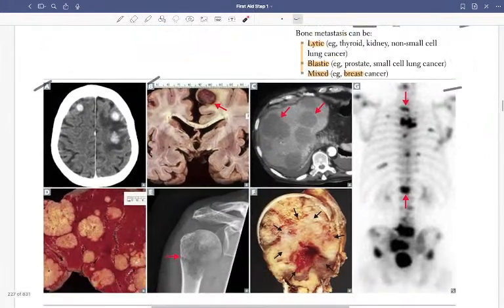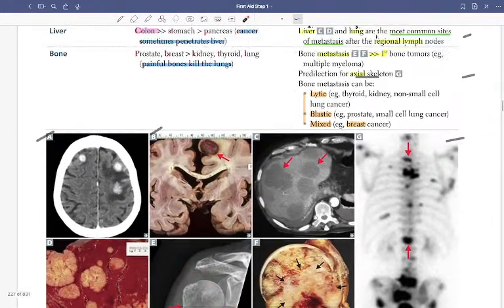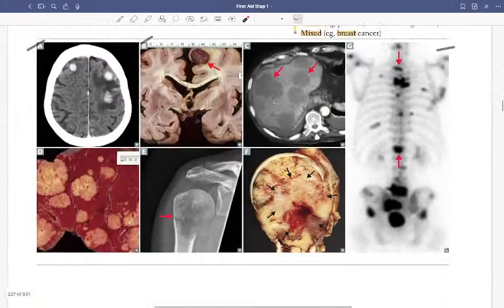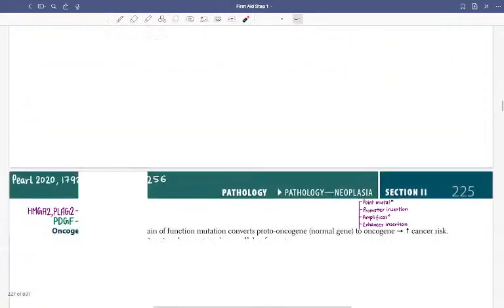E and F are all the bone mets, and D is what? Liver mets. C and D are liver mets. G is what? G is going to be the axial skeleton. Okay, so I think we're more than done.